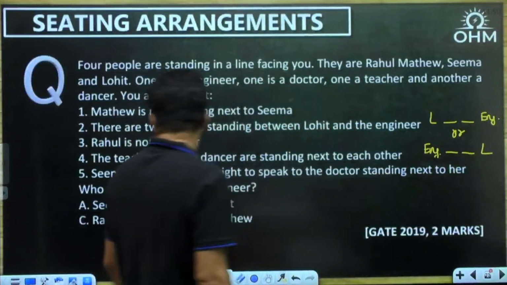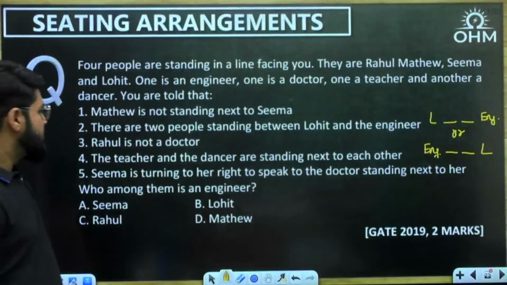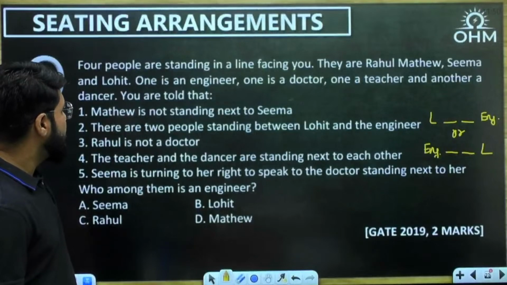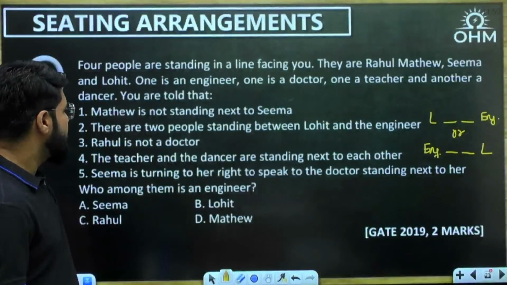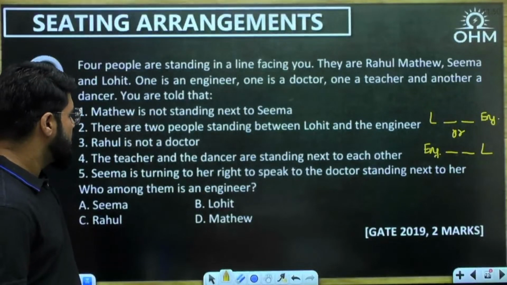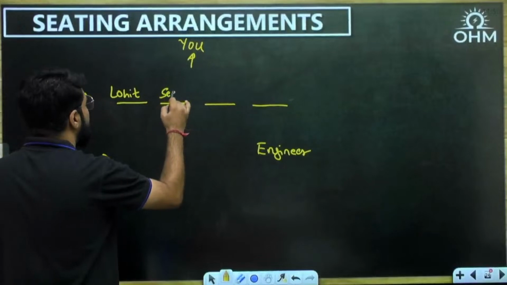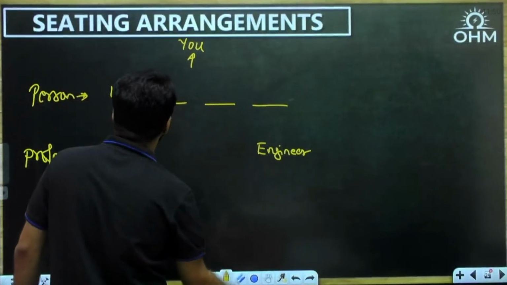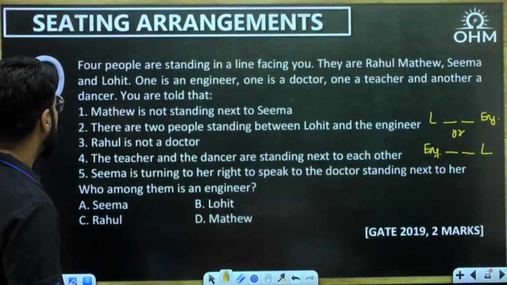Now, Seema is turning to her right to speak to the doctor standing next to her, and Matthew is not standing next to Seema. Where is Seema? Now, the possibility: Seema is turning to the right to speak to the doctor. The persons are Lohit, Rahul, Matthew and Seema. Rahul is not a doctor.